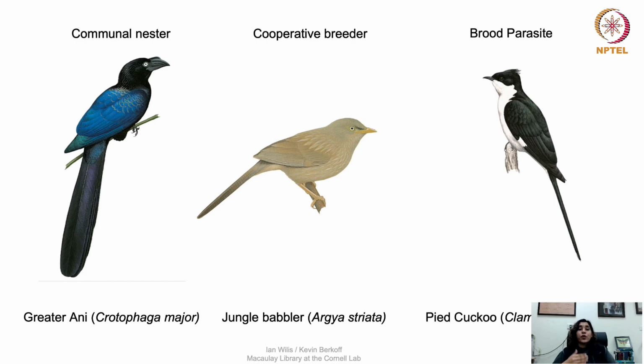The jungle babbler is a species that my lab works on, and it's a cooperatively breeding species. Last but not the least, there are species which are called brood parasites. Seen here is a pied cuckoo or a Jacobin cuckoo that is one such of the many brood parasites that belong to the cuckoo family. We know the pied cuckoo as the Chatak Pakshi, and it has an important place in Indian mythology. Now, why do some birds serve as foster parents for a completely different species is something I will leave for you to think about.